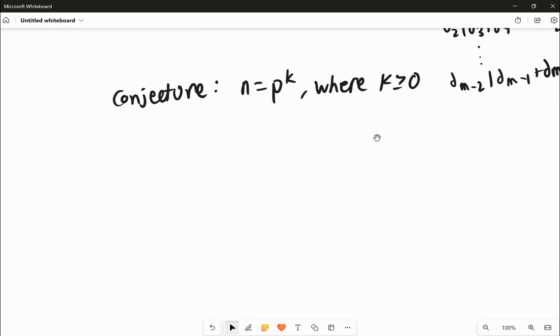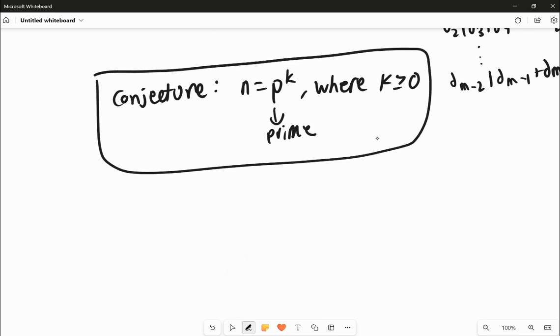So the conjecture is that n is equal to p to the power of k, where k is greater than or equal to 0, because 1 also works, and p is prime. This is what we want to prove. How can we get started on proving this? We might want to start by considering some other cases, like we might want to try looking backwards.